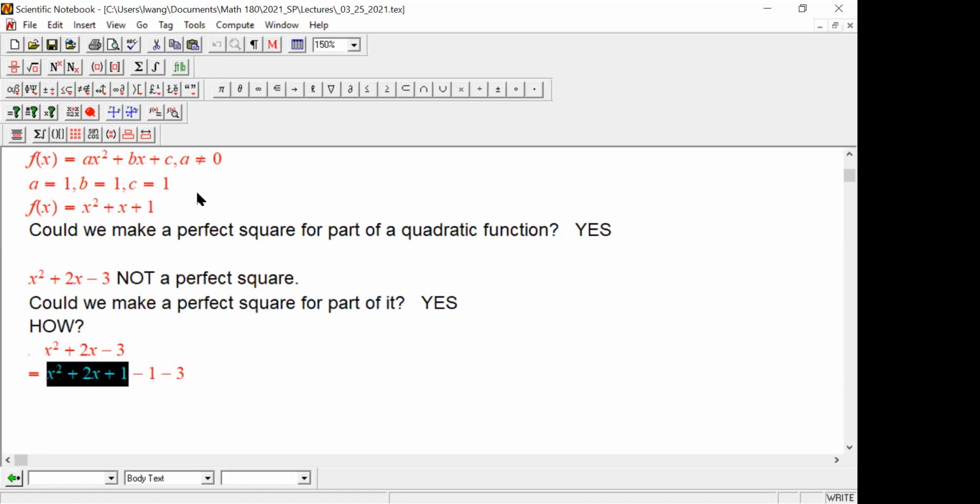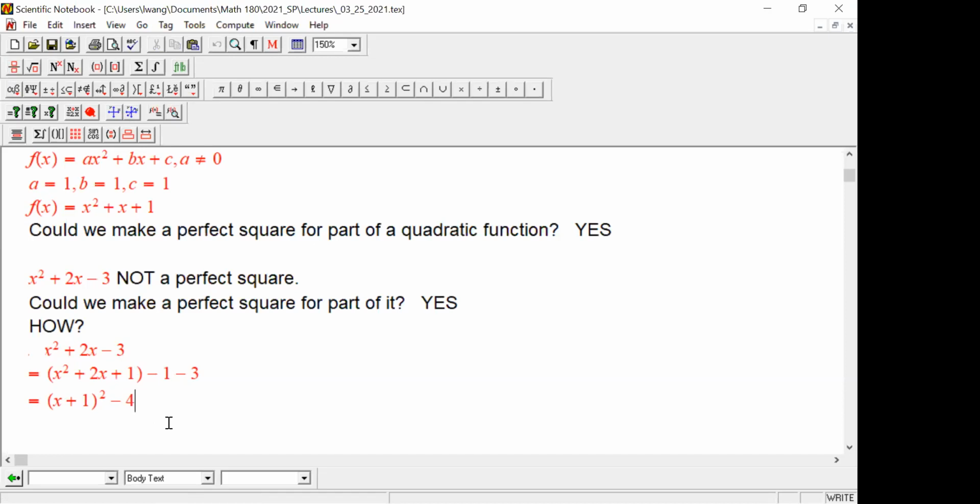By making this perfect square, we are able to get x plus 1 squared, and minus 1, minus 3 turns into minus 4. Does everybody follow me? Yep, got you. Does that make sense? Yes, a lot.